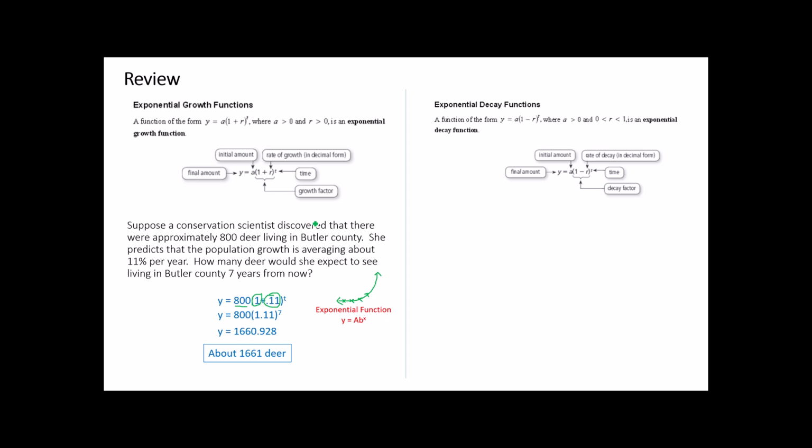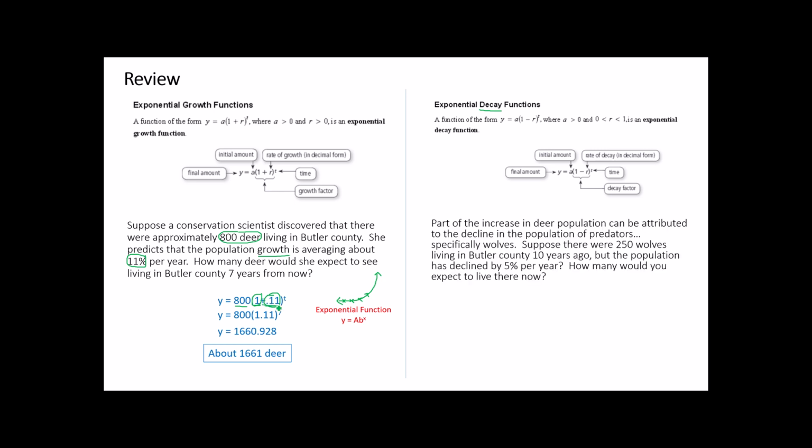This one is exponential decay, which is very closely related to exponential growth. In exponential growth, we had a starting amount, and we were growing by a certain percent. So we took our starting amount, 100%, and grew or added 11%. In this second example, instead of looking at deer population, we're looking at wolf population. Notice what this says. Part of the increase in the deer population can be attributed to the decline in the population of predators, specifically wolves.